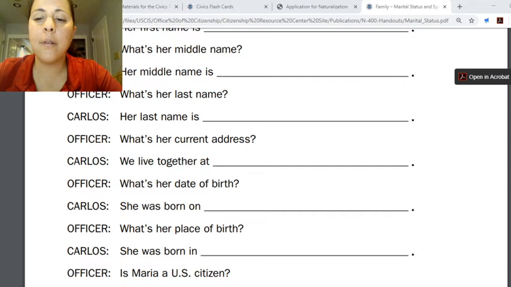What's your spouse's current address? Answer: we live together at. Officer: what's your spouse's date of birth? Remember, date of birth: month, day, year. My spouse was born on.